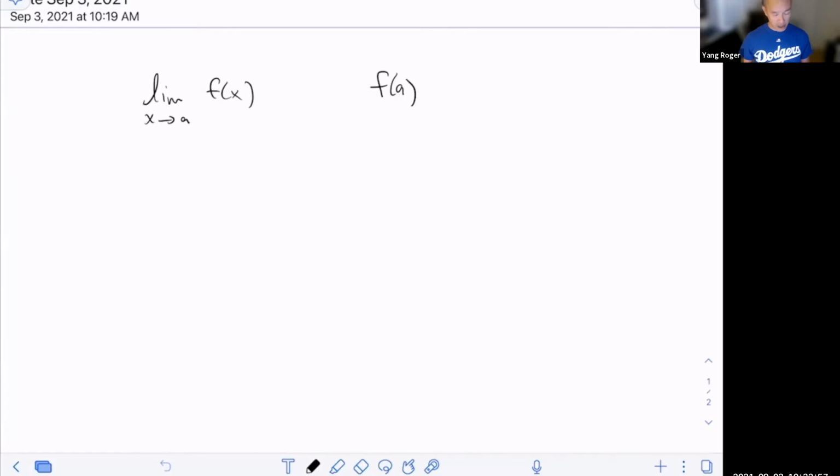You should be able to see my screen over here. And what we've been doing is we've been looking at objects that look like this.